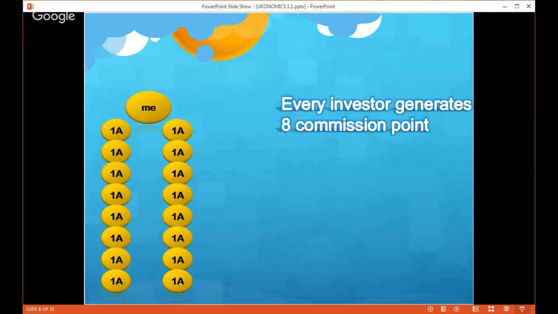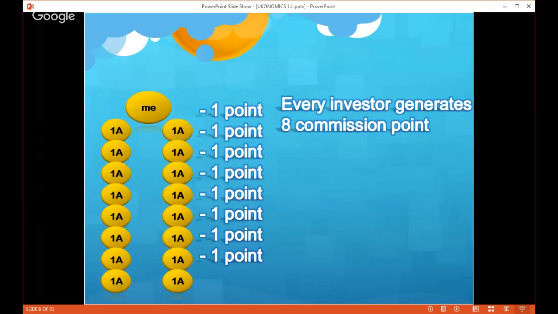Now, every investor generates 8 commission points. So that means you get paid 8 levels down. Here's how it works. When you get a new investor in underneath you, they pay 8 points up. You see this? 8 points up.